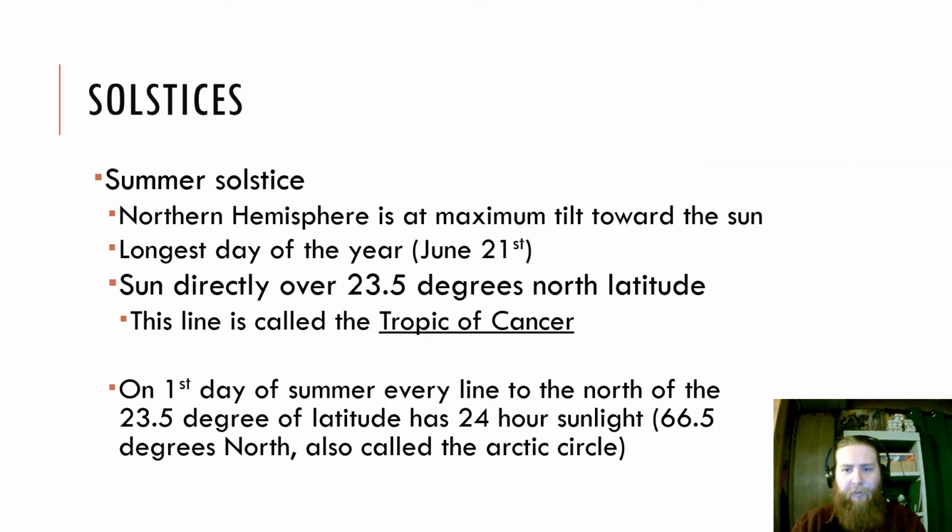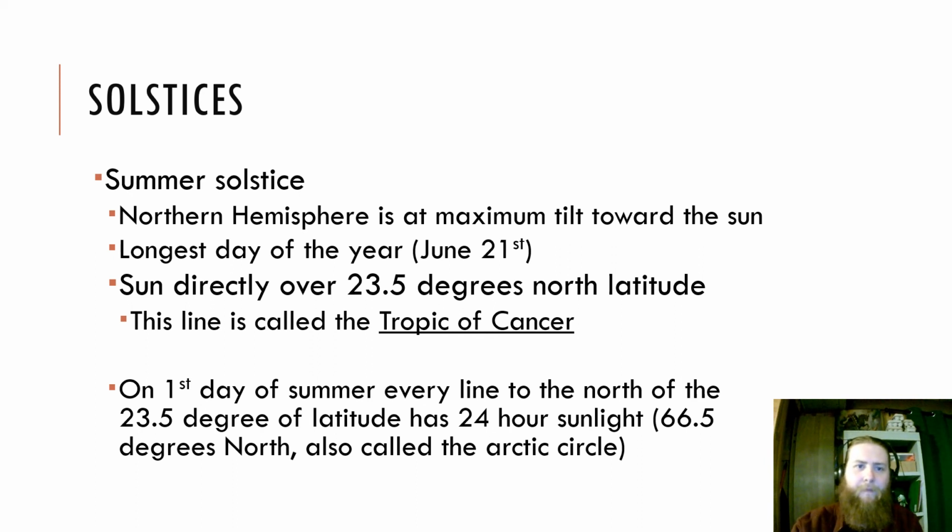Now we have solstices. We have a summer solstice and a winter solstice. In the summer solstice for the northern hemisphere, this is when we're tilted towards the sun to our max. This is when we have the longest day of the year, or the most sunlight, and it is June 21st. The sun is directly over the 23.5 degrees north latitude, and we call this line the Tropic of Cancer. Also on the first day of summer, every line to the north of the 66.5 degrees of latitude has 24 hours of sunlight. So 66.5 degrees north, we also call the Arctic Circle, and they have 24 hours of sunlight during this time.